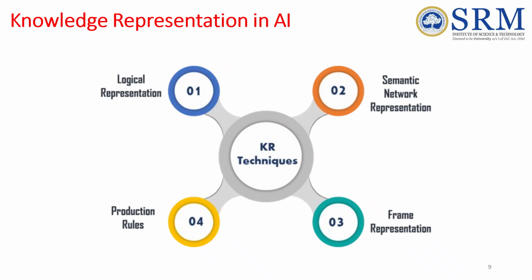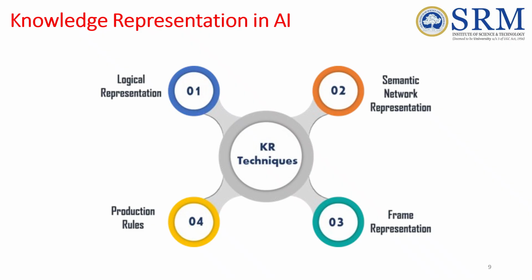Next, we will be covering knowledge representation in AI. These are the methods used to organize and store knowledge in a form that computers can understand and use for reasoning and decision making. There are four important techniques in knowledge representation: logical representation, semantic network representation, production rules, and frame representation. Let me see them one by one.